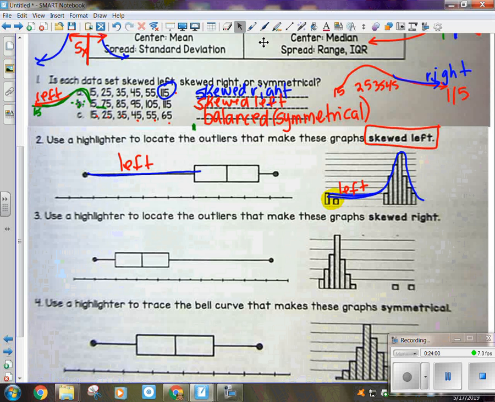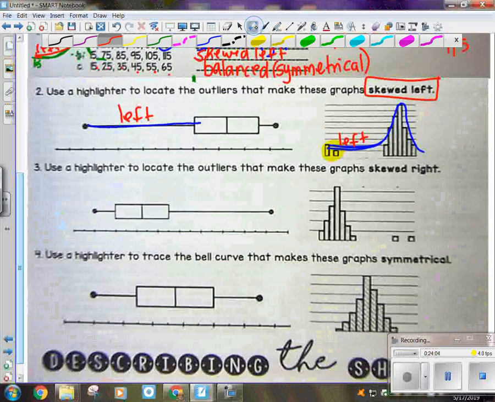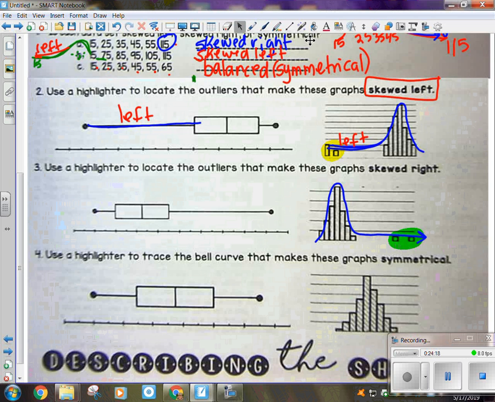Let's go to number 3. It says use a highlighter to locate the outliers. So my outliers this time, see here I have these two outliers right here. If I simply followed the curve, my data would come way over here and boom. So I have this tail that goes to the what? To the right. Here I have my tail on the right-hand side. And so that means that this data is skewed to the right.